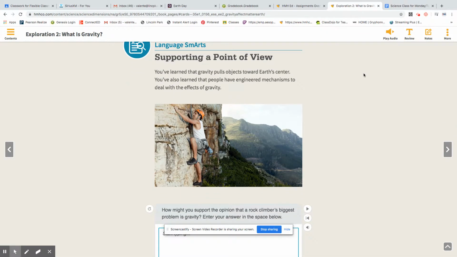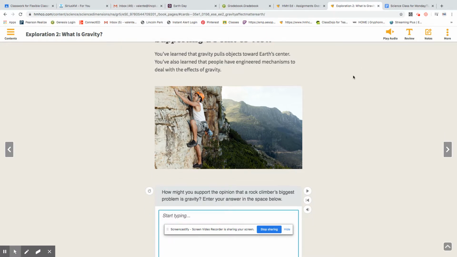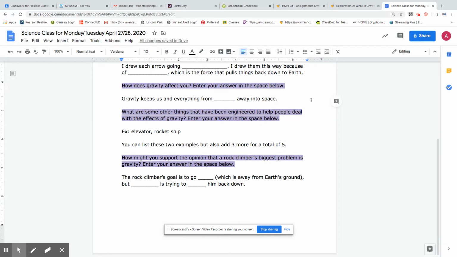And that brings us to the end of this exploration. You've learned a lot about gravity, how it pulls objects towards the center of Earth. You've also learned that people have engineered mechanisms to deal with the effects of gravity. So your last question is, how might you support the opinion that a rock climber's biggest problem is gravity? So we go to the doc. The rock climber's goal is to go blank, which is away from Earth's ground. But blank is trying to blank him back down. And you can copy and paste once you fill in the blanks.